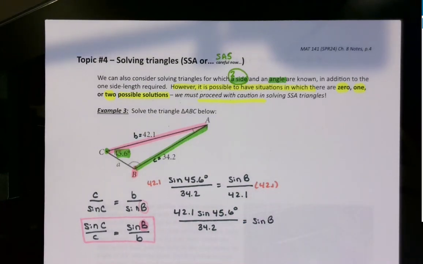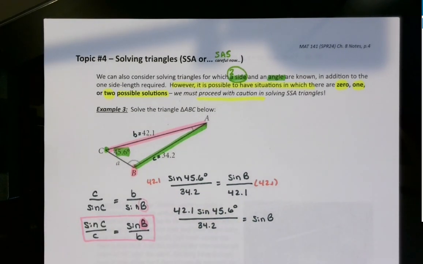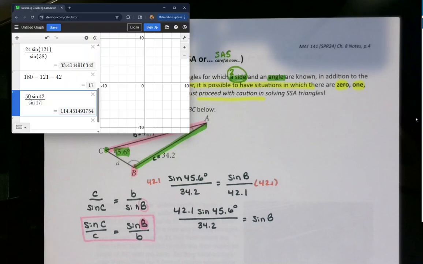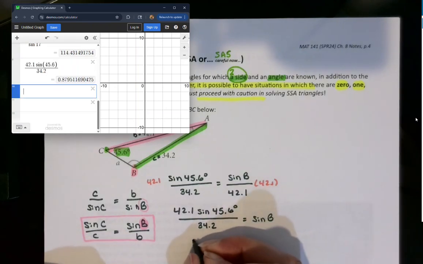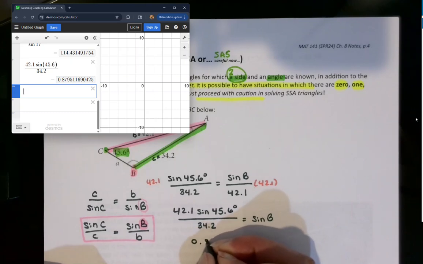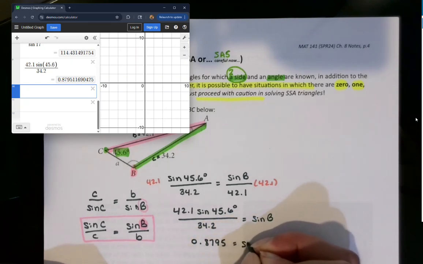Okay. Now I can get the decimal for this, and I will. Let's go ahead and do that. 42.1 times the sine of 45.6 divided by 34.2 comes out as approximately 0.8795, and that's equal to the sine of B.